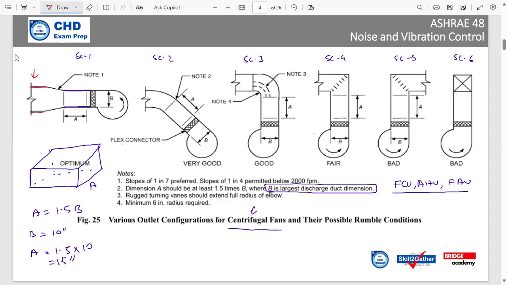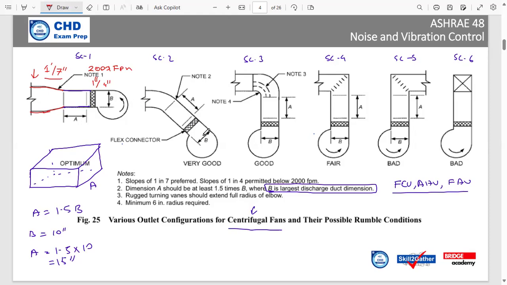Now, there is also a requirement for the slope. The slope that we need to maintain here is preferably 1 inch every 7 inch. Now, this is the preferable one. However, if the duct velocity here is less than 2000 feet per minute, in this scenario, you can actually have a slope of 1 inch every 4 inch of a straight duct.